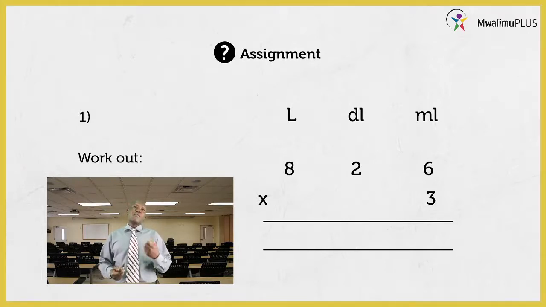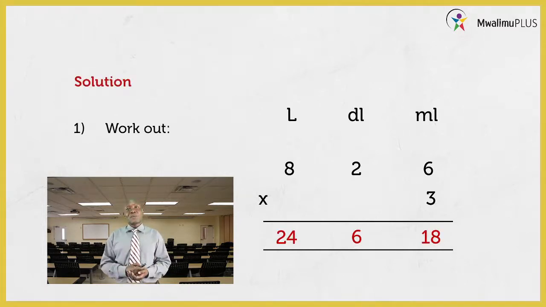So learners, if we multiply 6 by 3, what do we get? Well, as you have said, 6 multiplied by 3 gives us 18. So we record 18 on the ml side. Then we proceed to the dl side, where we have 3 multiplied by 2. 3 times 2, what do we get, learners? That will give us 6. Since 6 is not more than 10, we are not going to convert it into liters. So we write 6 on the dl side.